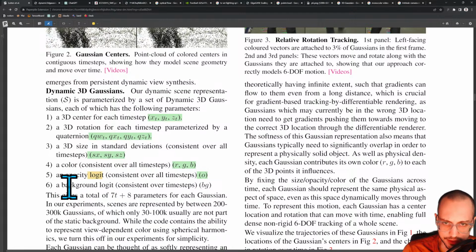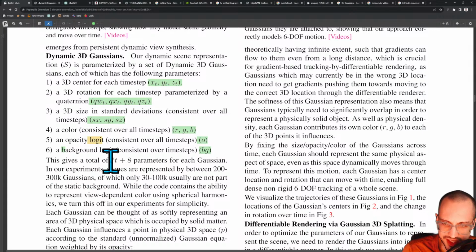And then a background logit. Okay, so background logit makes it sound like there's probably this notion of foreground and background, which isn't great. I generally don't like these explicit foreground-background notions. I feel like we need to get rid of this. When it's 2030 and we have the perfect representation of 3D, I feel like it's not going to have some notion of background and foreground. That's just a crutch that we're using nowadays.